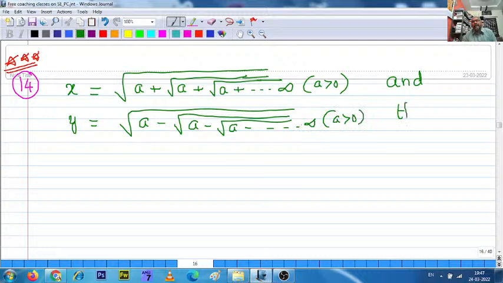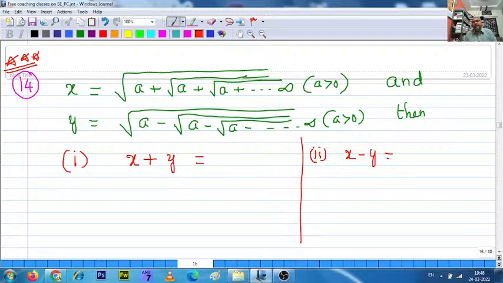So then, first value, x plus y. What is the value of x plus y? Second one, what is the value of x minus y? Just think, my dear students, what do we get now?